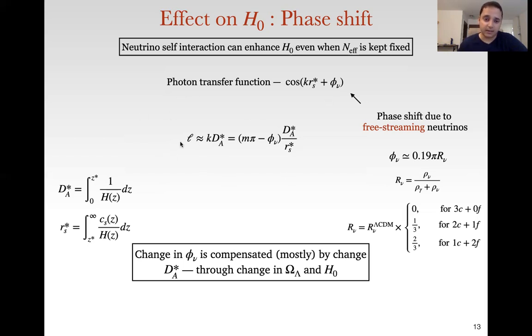And this is how the phase shift affects the CMB spectrum. So this is the mth CMB peak, the position of the mth peak, which is related to the parameters by these equations. And as you can see, if you want to keep the CMB spectrum fixed at the observed value, the changes in phi nu have to be compensated by the changes in dA and RS. And what we have found is that the changes in phi nu are mostly compensated by dA through the changes in omega lambda and Hubble.